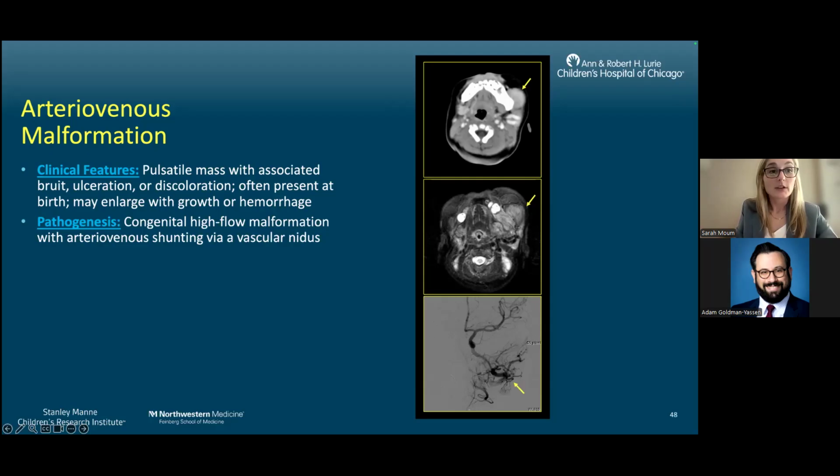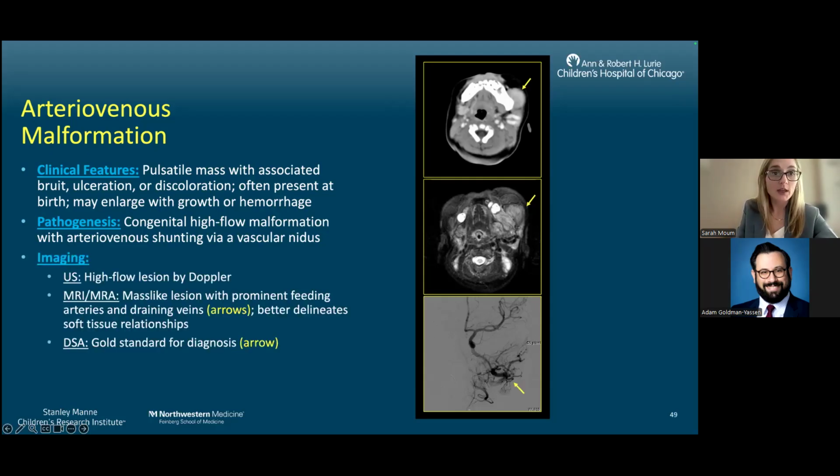These are congenital high flow vascular malformations with AV shunting through a vascularitis, as we all learned in medical school. On ultrasound, it can be helpful, especially if it looks more mass-like, like the example I'm showing here at screen right. Ultrasound can help confirm that there's high flow, turbulent flow within the lesion to suggest something vascular in nature.